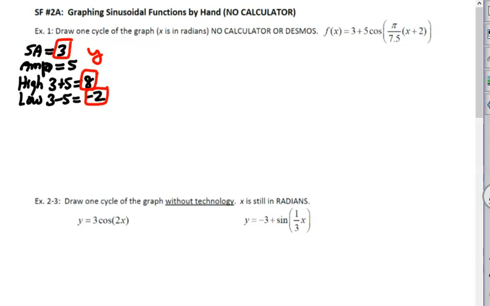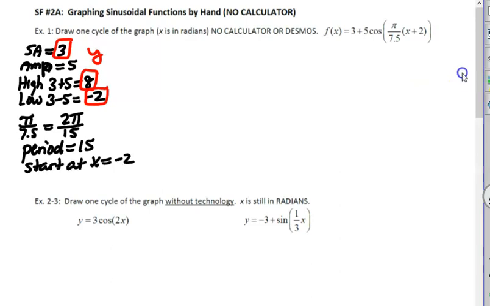Now let's look at what happens on the x-axis. On the x-axis, we're dealing with a starting point of -2 and a period that we find with pi over 7.5. We need to change that to 2 pi. This is half the period, remember? So pi over 7.5 is the same as 2 pi over 2 times 7.5, which is 15. So the period equals 15. We start at -2. That's the phase displacement. Adding 2 inside the function shifts the graph to the left 2.